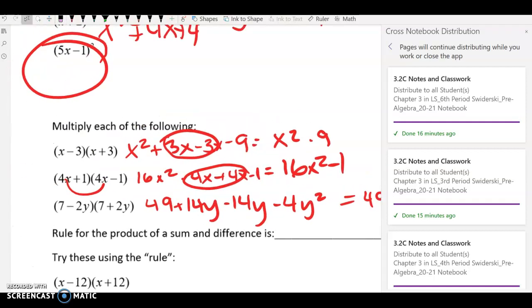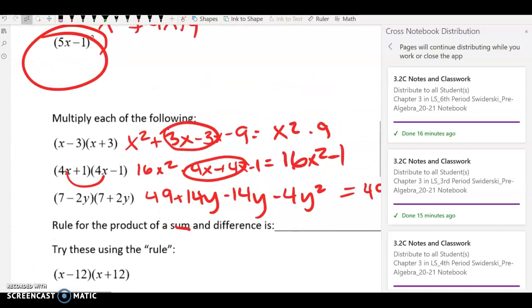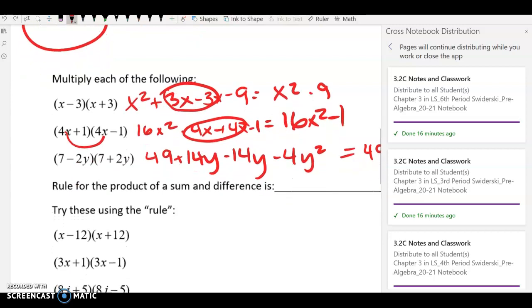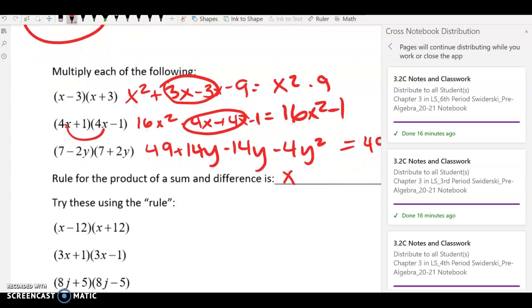Okay, so the rule for the product of a sum and difference: when they're the same thing, but one's negative, one's positive, you square the first one, and then subtract y squared. So you're just squaring the first number and squaring the last number, okay? Because when you do that, it cancels out those middle terms, okay?